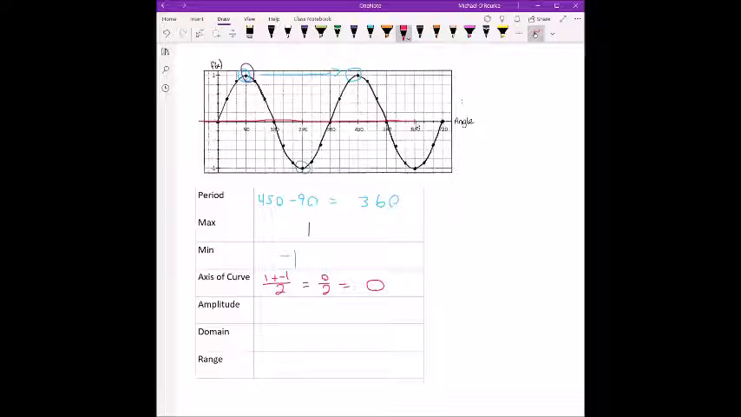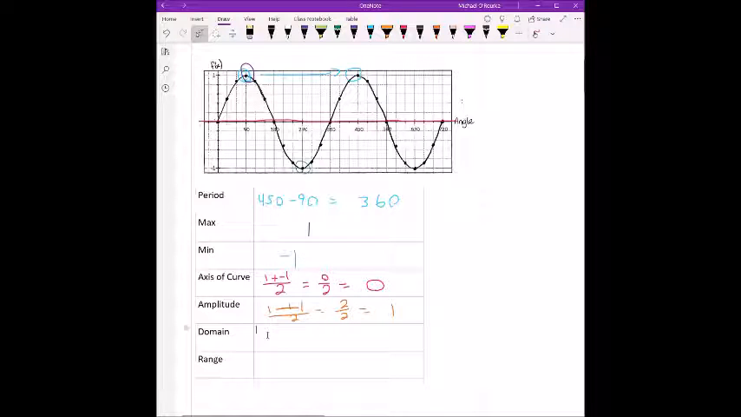Okay? Now it's easy to see here because the middle is easy to see, but sometimes it's not as easy to see. Now what's our amplitude? If we go down to our list here, our amplitude is max minus min divided by 2. So 1 minus negative 1 divided by 2, which equals, these two are going to equal a positive, 2 divided by 2 equals 1. Good job, Ben.